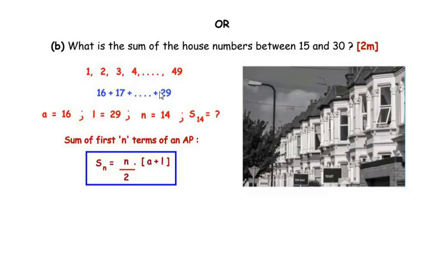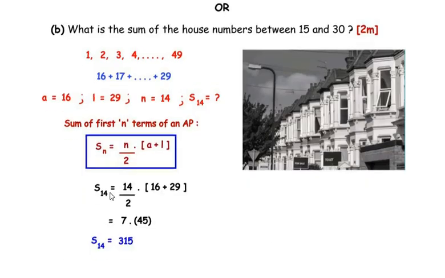Now to find this out you can just subtract 29 minus 16. So that is going to give you 13 and then we are going to add 1 to it, giving us the total number of houses as 14. So n equal to 14 and so we need to find out the sum of 14 house numbers. So we are going to again use the formula, the sum of first n terms of an AP, that is Sn is equal to n over 2 times (a plus l). So let us plug in the values of these terms over here.